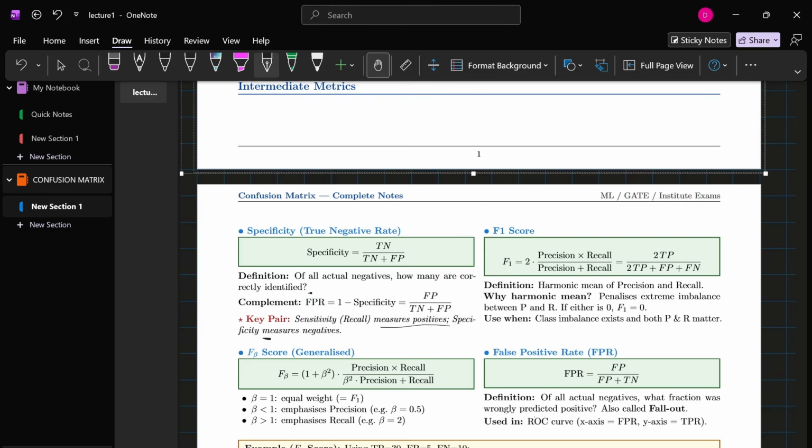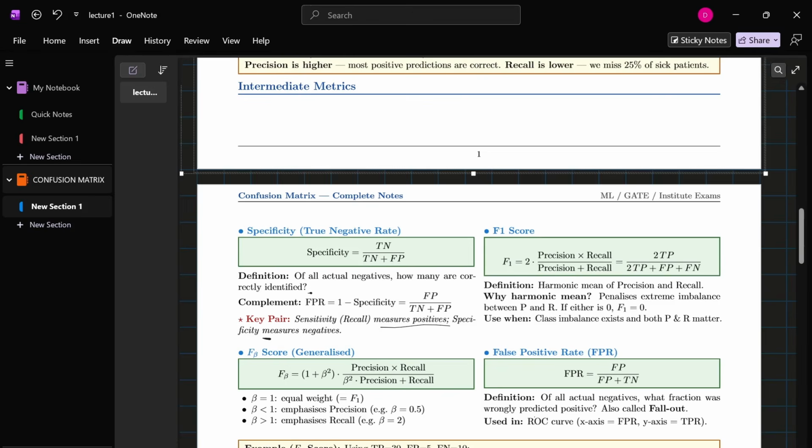Section 4 contains intermediate metrics. Moving to the intermediate metrics, specificity or the true negative rate. This also we're going to see in the AUC curve. So of all actual negatives, how many did we correctly identify? It's a complement of FPR. Okay, the key point is that recall measures the positive class, specificity measures the negative class. Always pair them together. Okay.